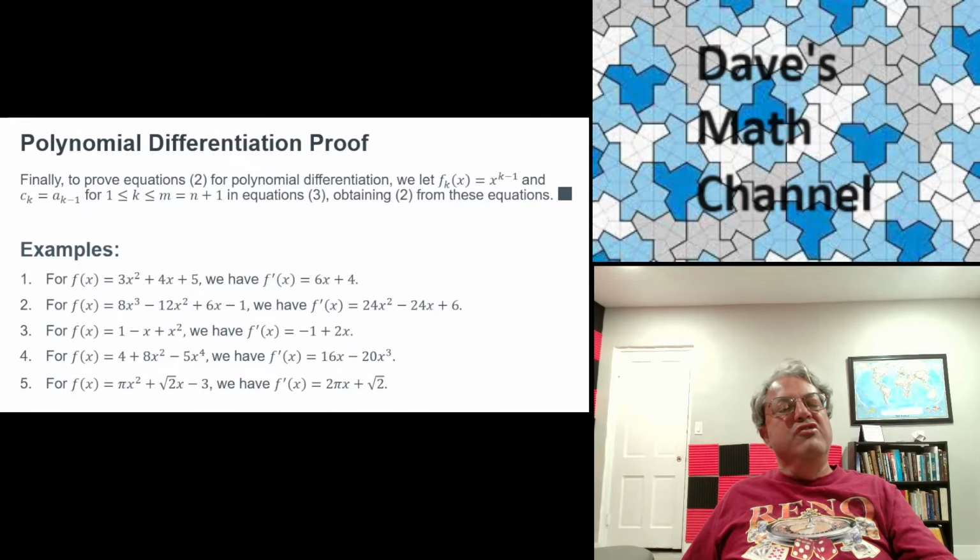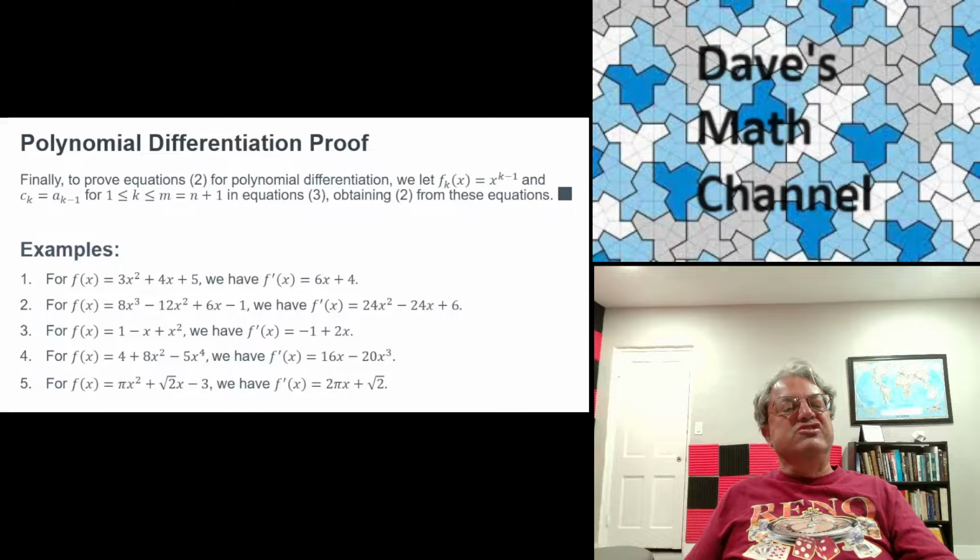The first example, consider the polynomial f of x equals 3x squared plus 4x plus 5. What do we do? Well, we're starting with 3x squared, and we use the power rule on x squared. The derivative of x squared is 2x. We have to multiply the coefficient 2 by 3. That's going to give us 6x. That's what we're going to get for the first term.